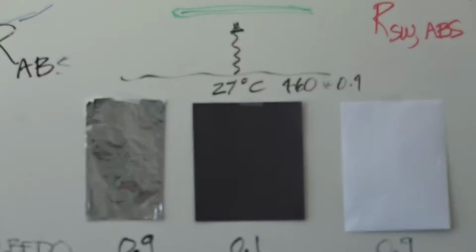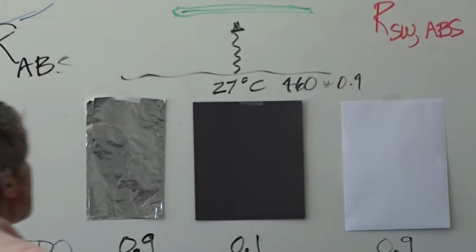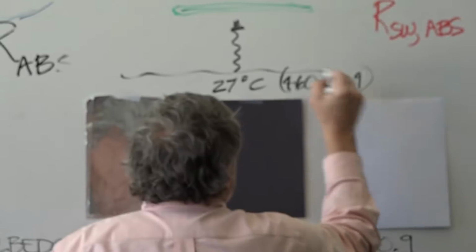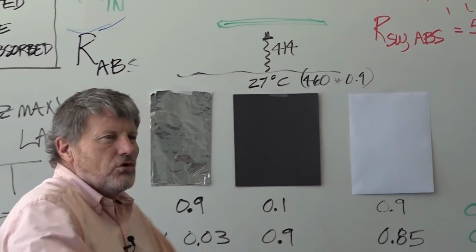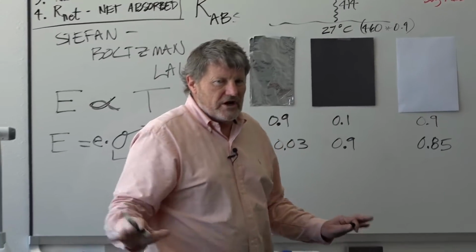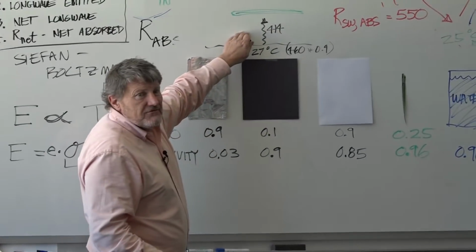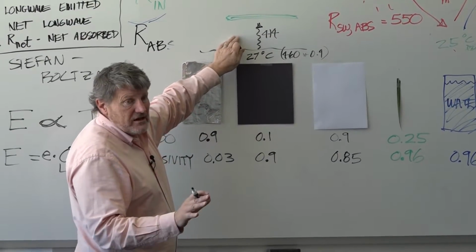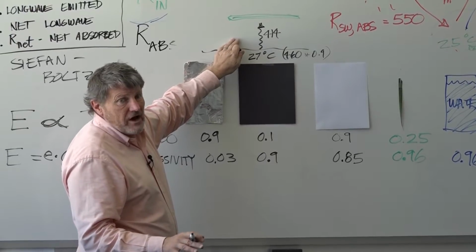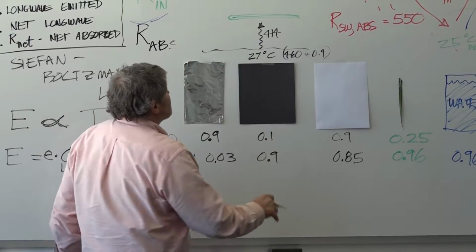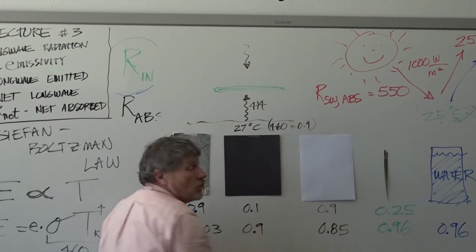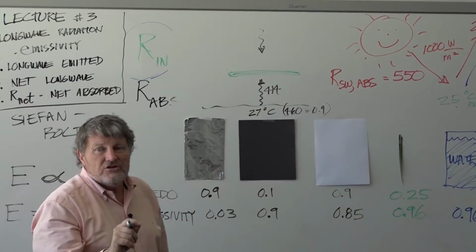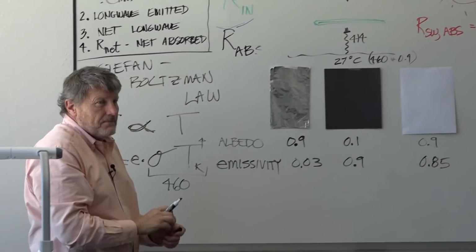So that radiation going up is 414. All these units are in watts per meter squared. So that leaf is absorbing, or is getting 414 from the ground. Now, it's a horizontal leaf, so it's also getting radiation from the sky.